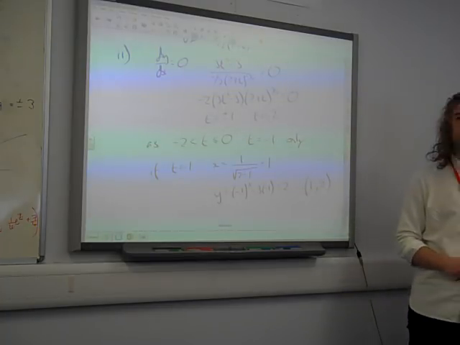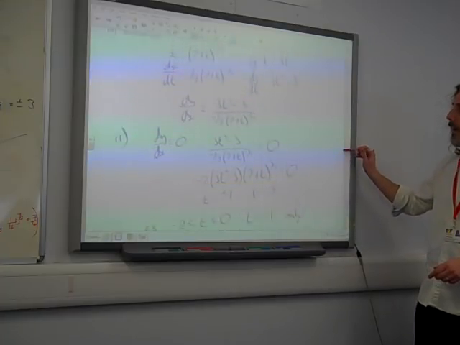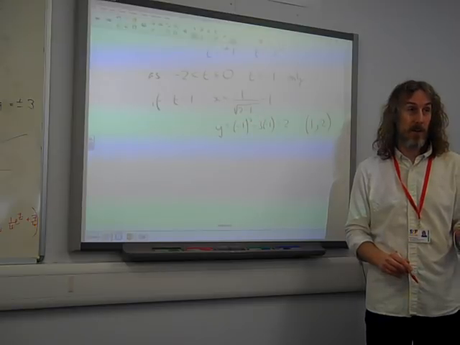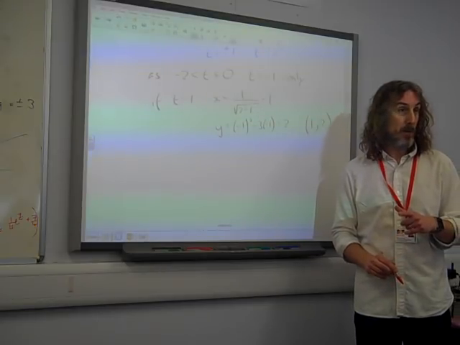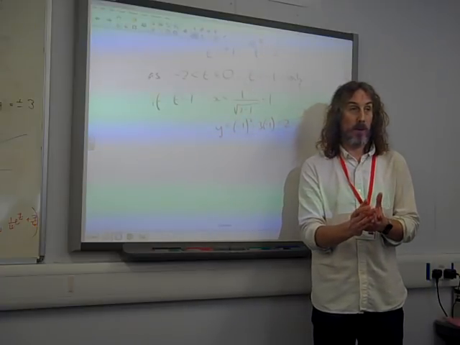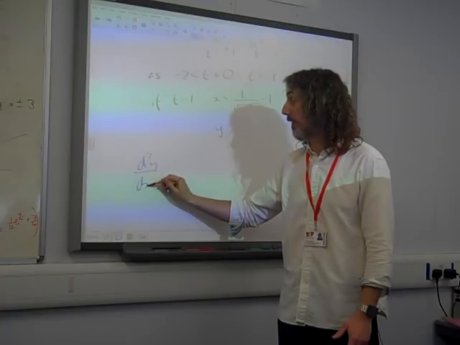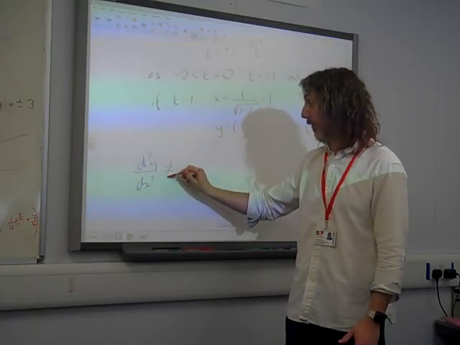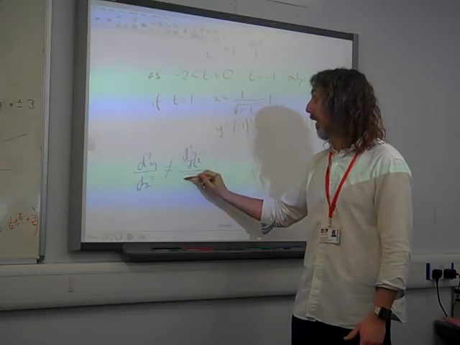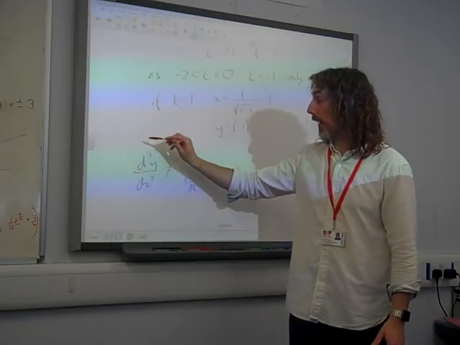Right. Then it said, and determine its nature. And this is the bit that caused a little bit of an argument with this. Now, the first thing that I want to say, and for those who are interested, I'll talk about this more later, but when you're dealing with parametric equations, d2y by dx squared is not equal to d2y by dt squared over d2x by dt squared. Okay?